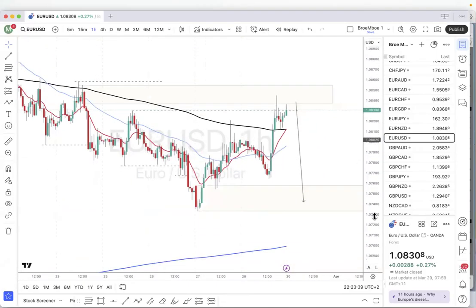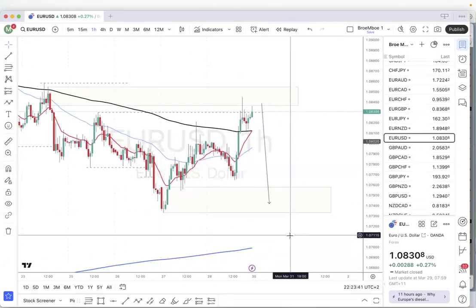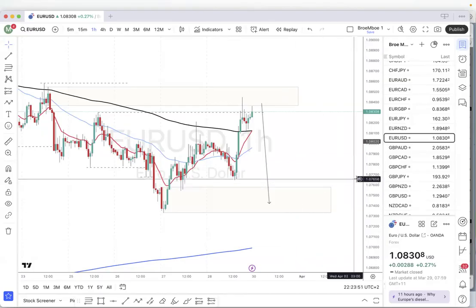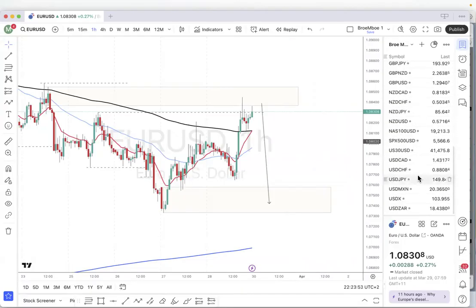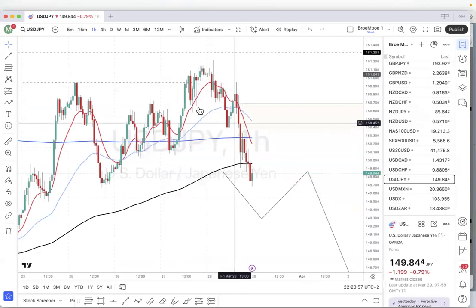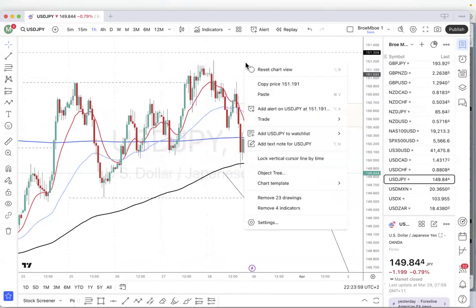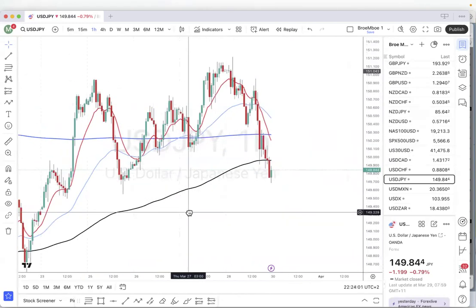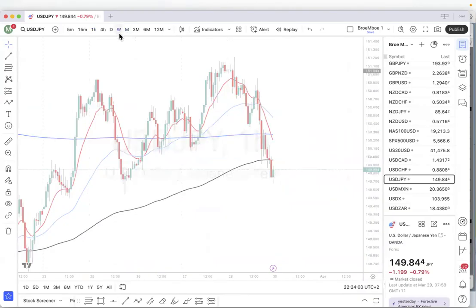And here we are on H1. Remember, we're on H1. So if we are on H1 and this is what I see, just imagine what happens when you are on higher time frames. Now, just a quick one. This is going to be a quick one, all right? Let me do this for you.